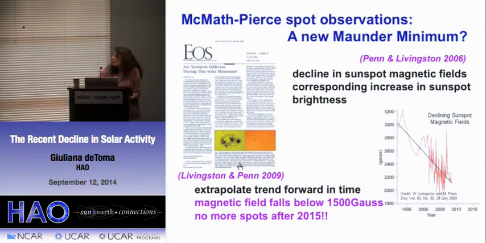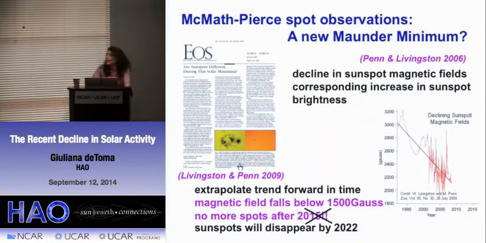And in 2009, there was a very controversial paper coming out in Nature, reporting a decline in the sunspot magnetic field and a corresponding increase in the sunspot brightness. Their conclusion was that something was really changing in the physical properties of spots. The spots were vanishing from the sun. Their expectation was that if this trend continued, there would be no spots after 2015. This is not very likely at this point, but then they changed their prediction, saying the spots will disappear by 2022.